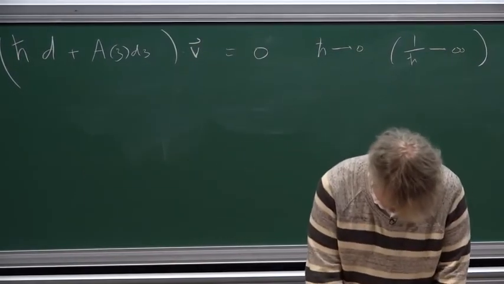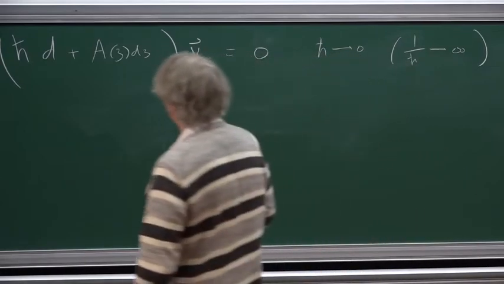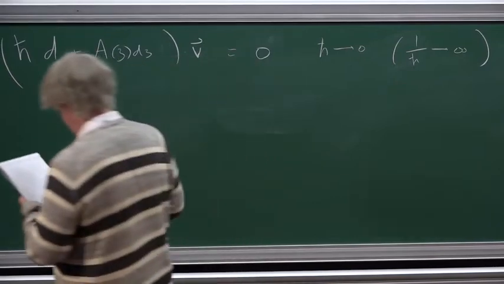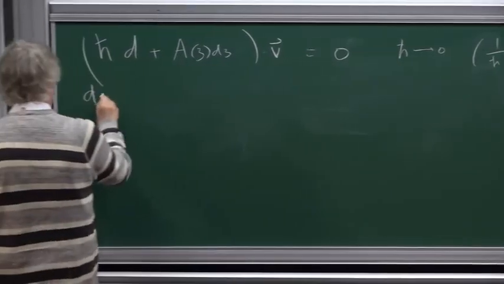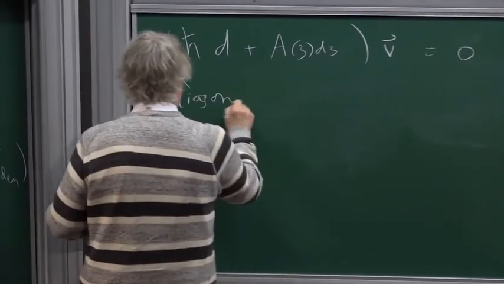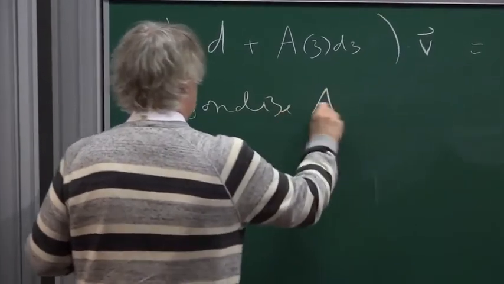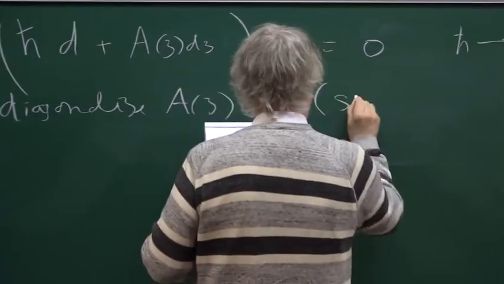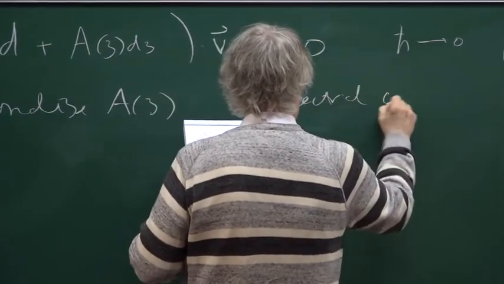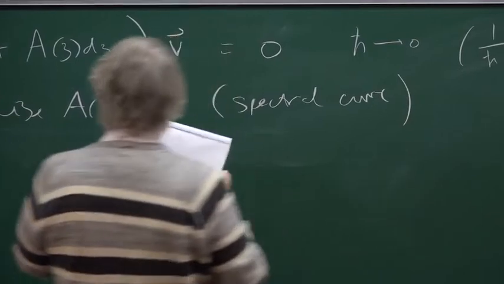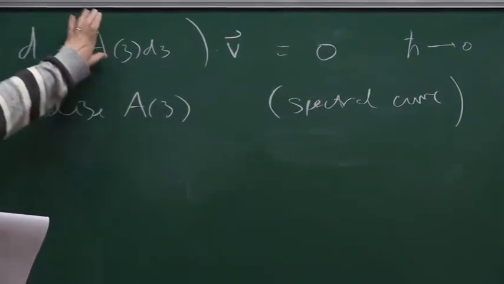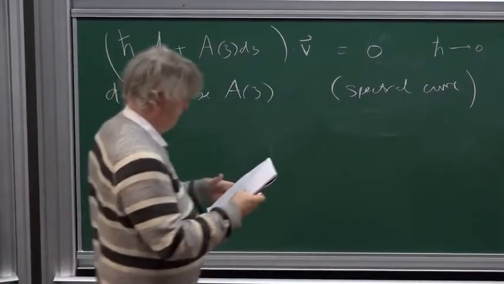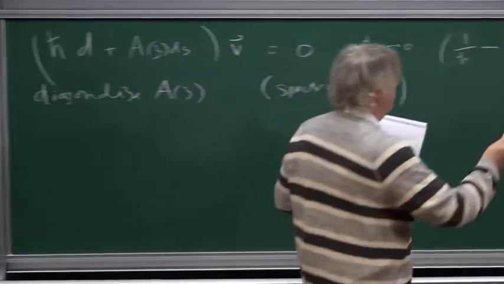So then let's diagonalize the matrix, and this is going to be the spectral curve. If we try to diagonalize the matrix, of course, we want to know what the eigenvalues of the matrix are. The eigenvalues of the matrix are multi-valued functions, and that forms the spectral covering of Z.